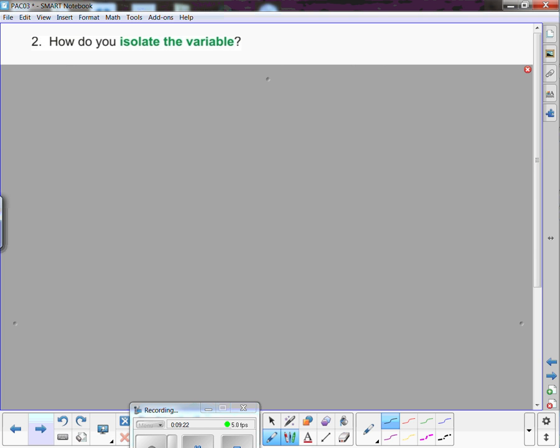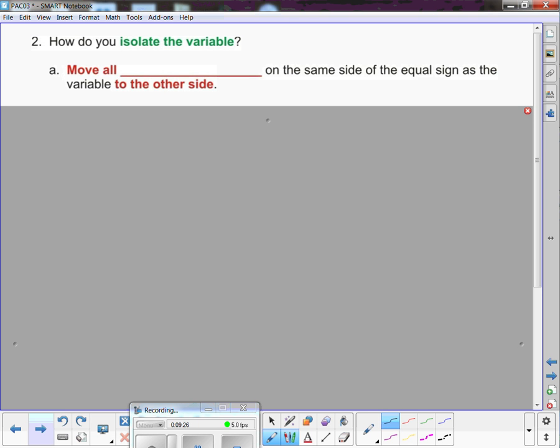All right, so how do you isolate the variable? It's real simple. You're going to hear me say this a million times. You're going to have short answer questions like this. Move all quantities.